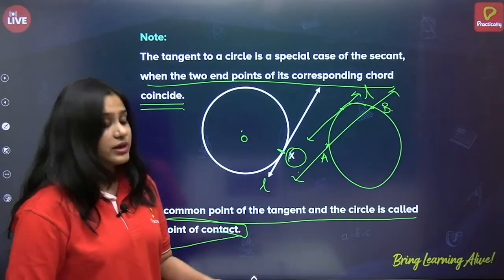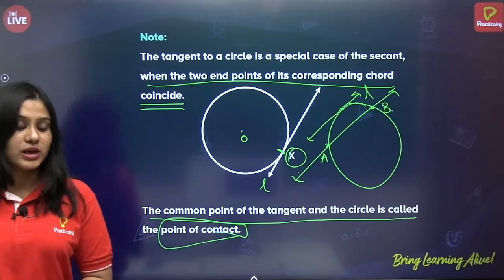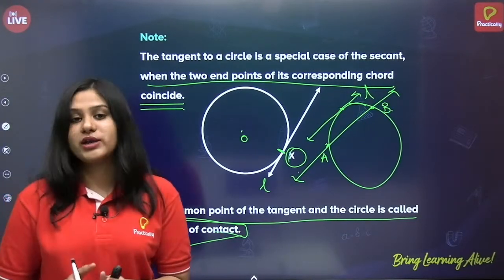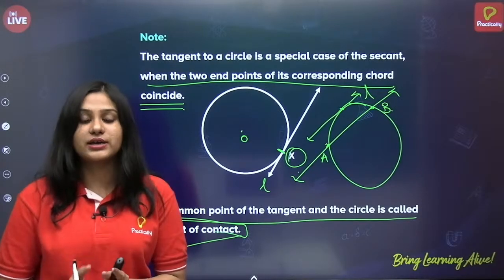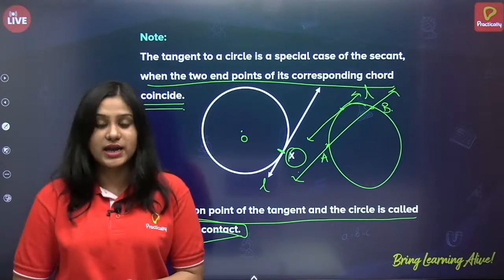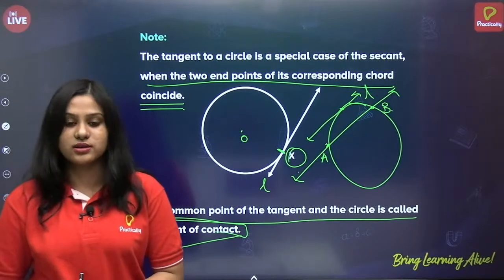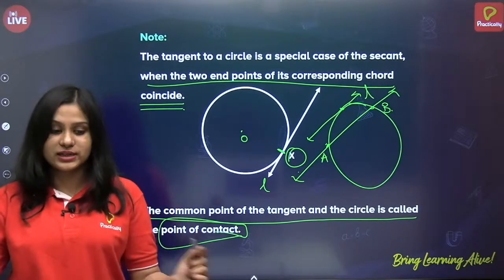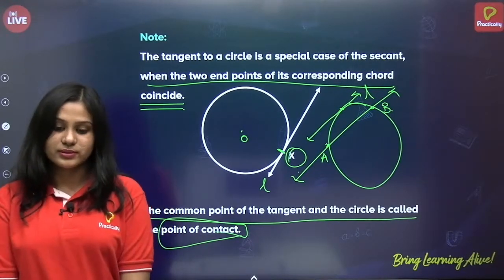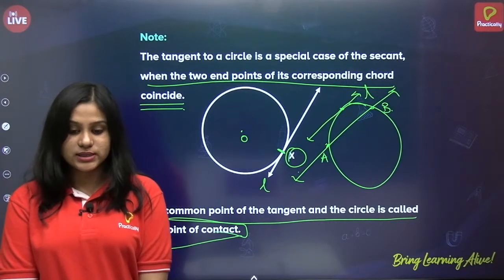And now there is a question again. At how many points does the diameter intersect the circle? If I extend the diameter. Come on, type the answer in the comments.